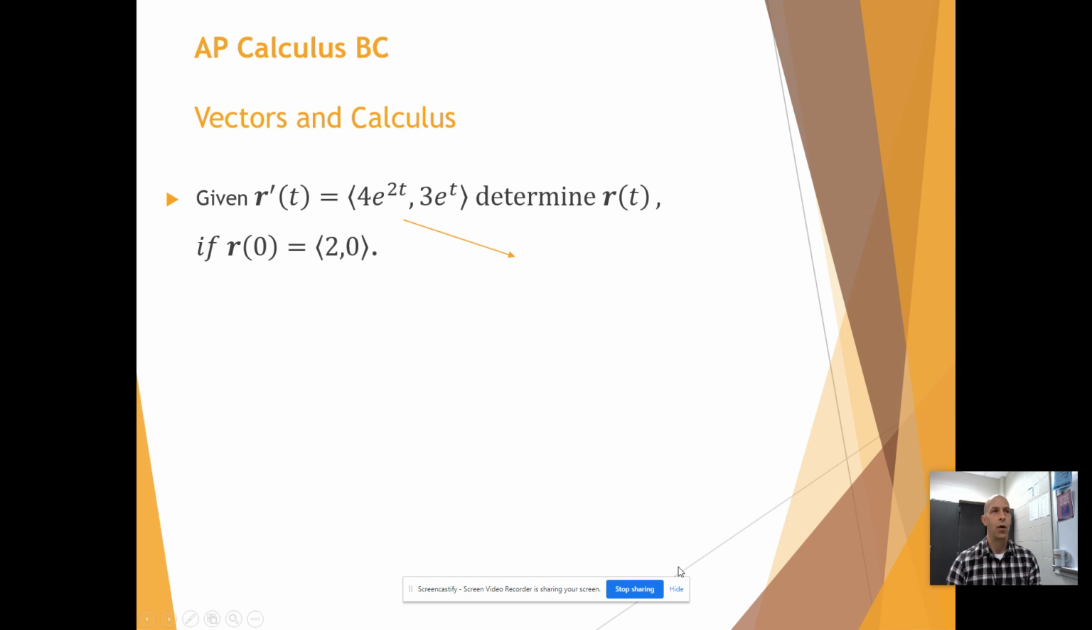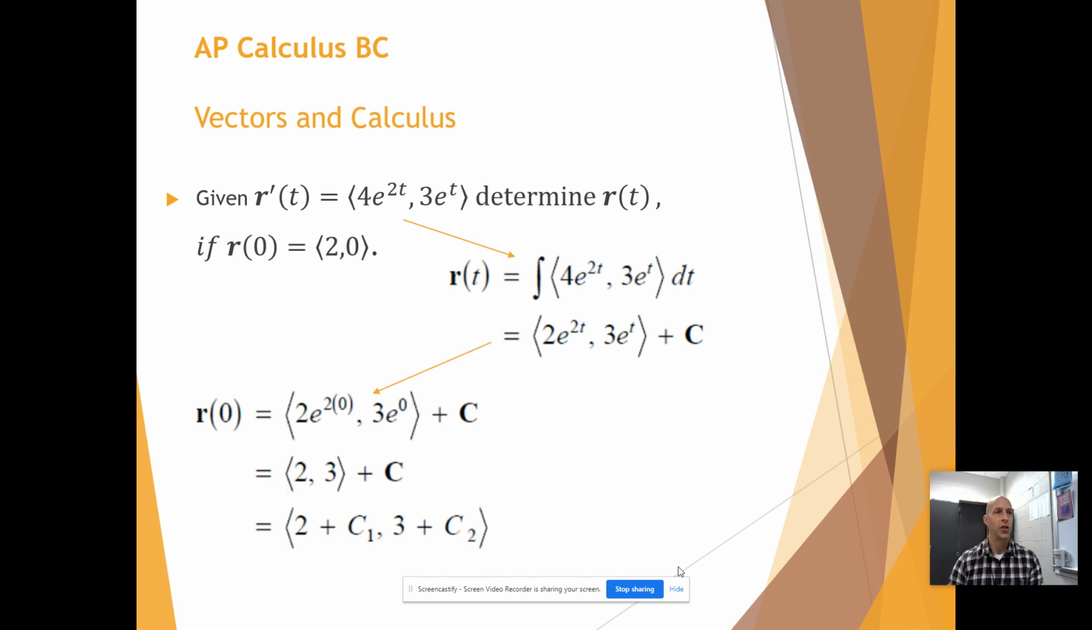We're trying to figure out what r is. We're given the derivative of r. And remember, r is a vector. That's why it's bolded. So to undo differentiation, we're going to integrate. Our notation is very similar to what we've done in the past. The integral of 4e to the 2t is 2e to the 2t, and 3e to the t is 3e to the t. And then don't forget the plus c. That's going to be our general solution, if you will.